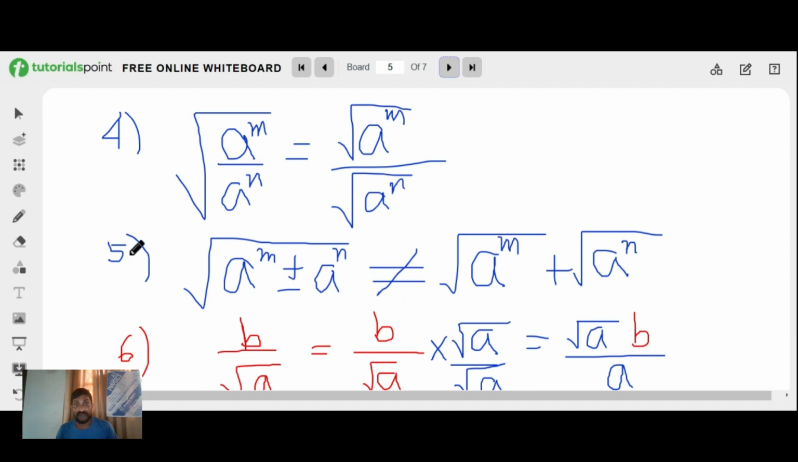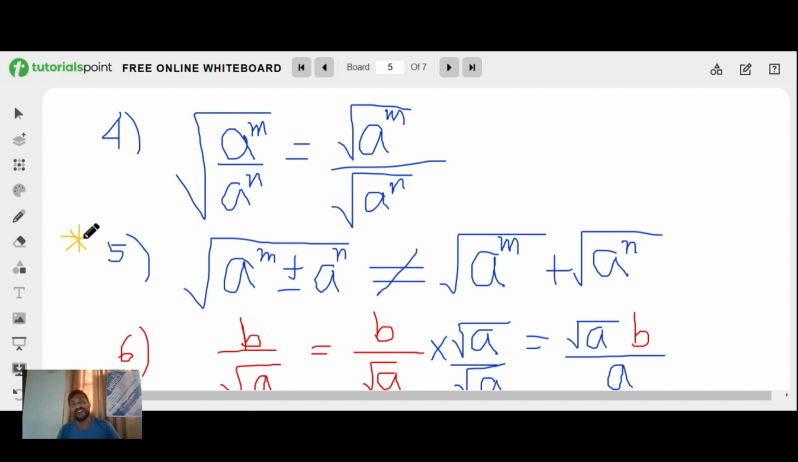Then the fifth one, very important: a to the power m plus or minus a to the power n. If you find the root of the sum of the powers, you can't write it separately. You can't put the radical sign separately. That is very important.